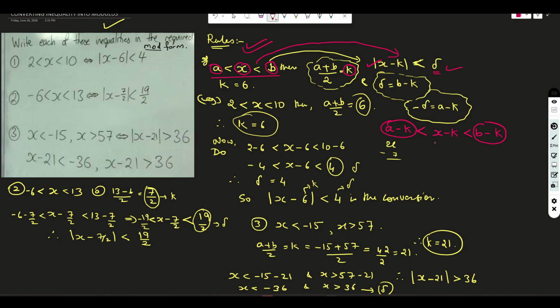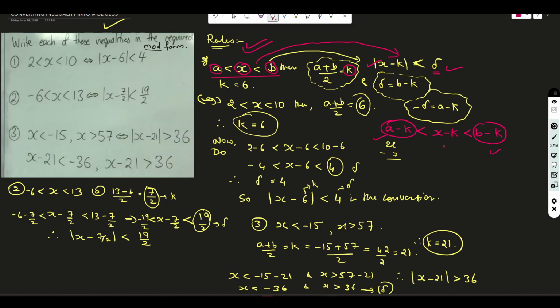That's it. So once you get this inequality, the purpose of taking the average, finding the k, and then subtracting that k from all these three terms, was so that the extreme values of this new inequality, that is a minus k and b minus k, will be the same numerically, but with opposite signs.